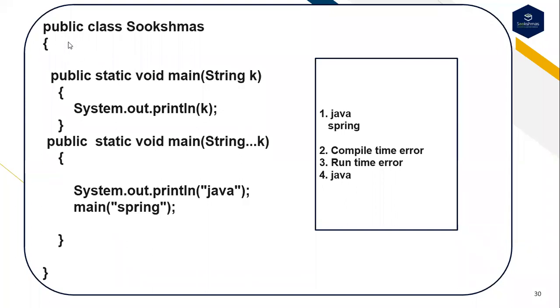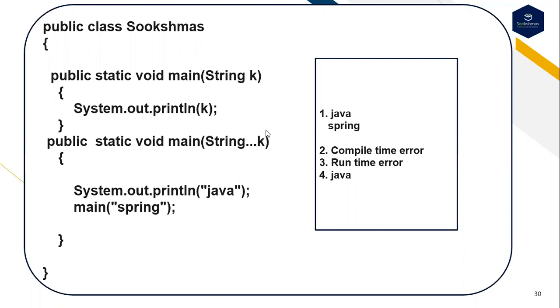This is the fifth question. Public class Sukshmas, public static void main(String[] k) { System.out.println(k); } and public static void main, this is the variable argument concept, String followed by three dots followed by the k, System.out.println("Java"), and I'm calling the main method with Spring. I'm passing Spring as an argument for the main method. Predict the output of this code.